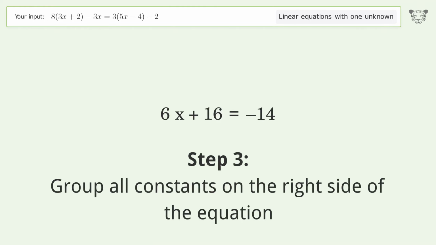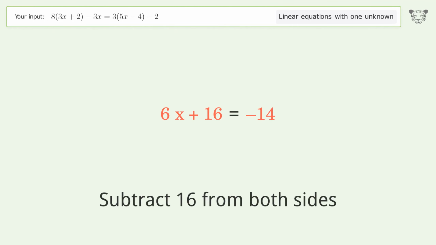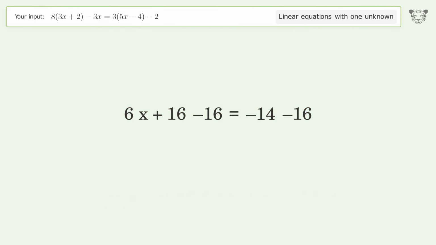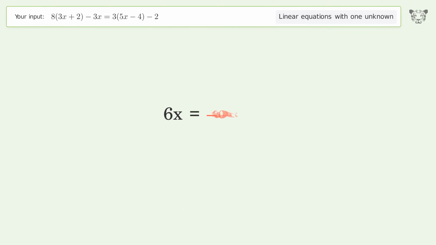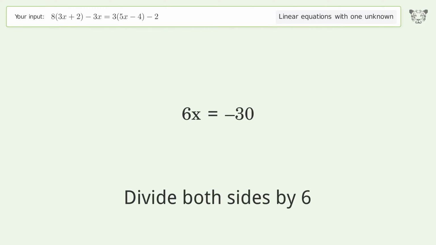Group all constants on the right side of the equation. Subtract 16 from both sides. Simplify the arithmetic. Isolate the x. Divide both sides by 6.